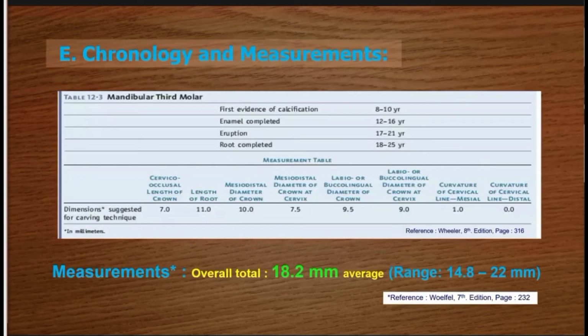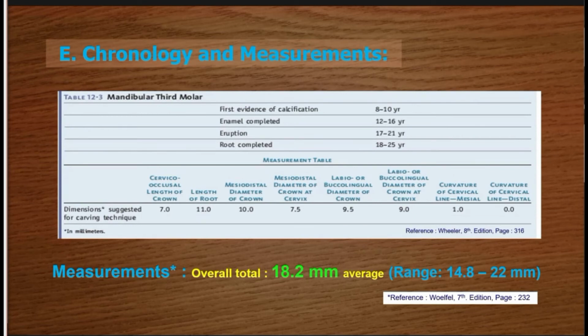Chronology and measurement. First evidence of calcification, 8 to 10 years. All the third molar. This is a very important feature. The third molar is starting to develop at the age of 8 years. Enamel is completed by 12 to 16 years. Eruption is 17 to 21. Maximum 25. After 25, it should not come. Root completed by 18 to 25 years.